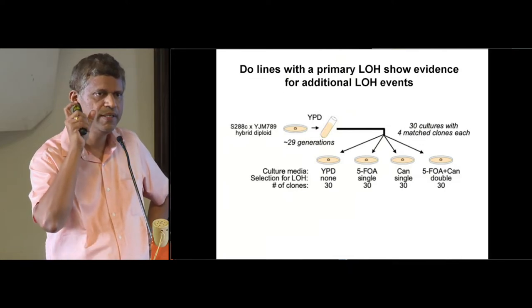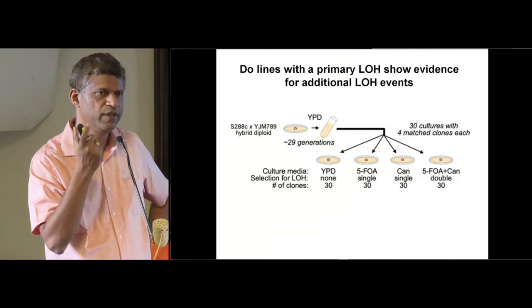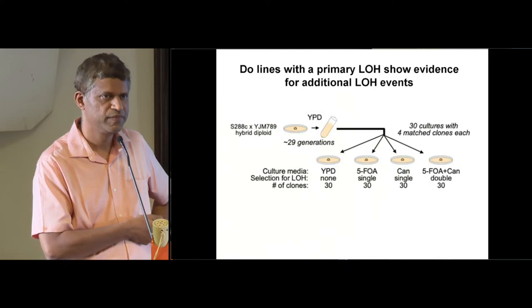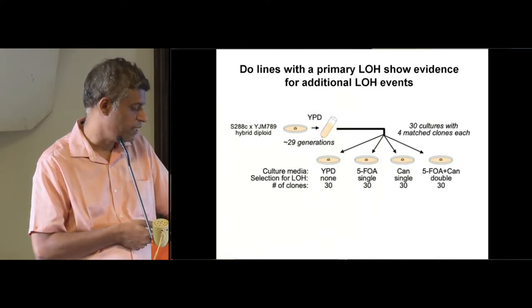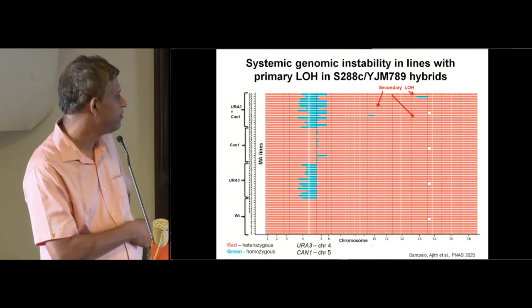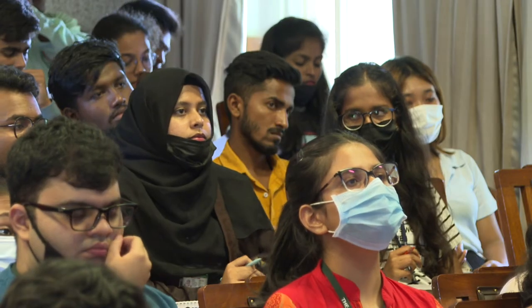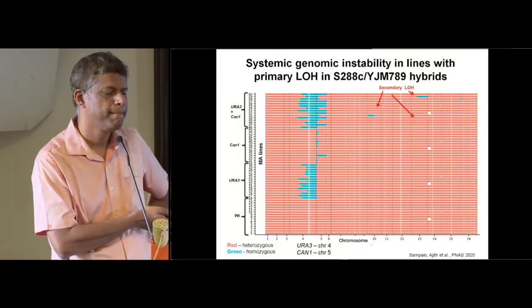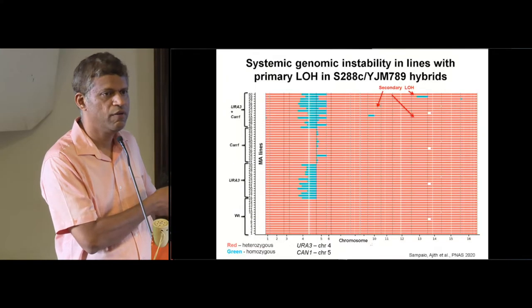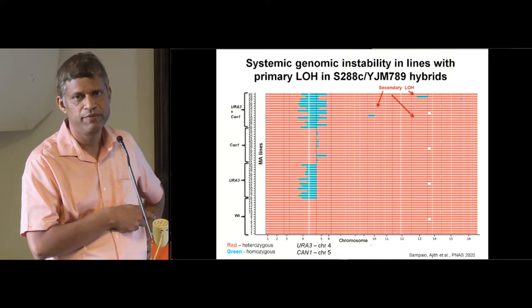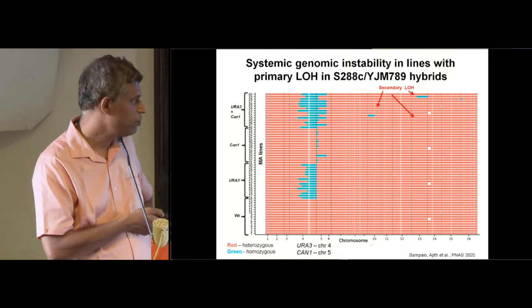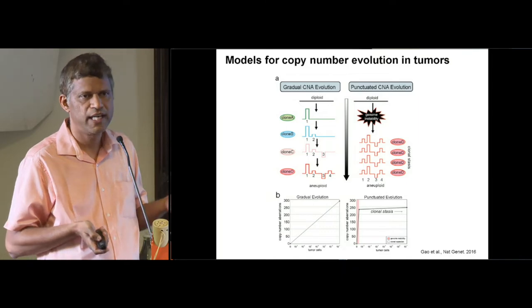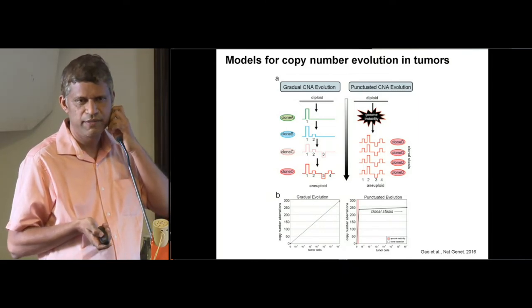So like this, you can look for a primary LOH event by looking for loss of the URA marker or the CAN marker. Or you can also do a double selection where both have been lost. And then you see whether additional LOH events have taken place or not. This shows the data for, again, hundreds of lines that we sequenced, which had a primary LOH either at URA3 or at CAN, or a double LOH at both URA3 and CAN. And what we saw was that, yes, we were seeing signatures of additional secondary LOH events, which we did not actually select for. What this was suggesting was a phenomenon that we described as systemic genomic instability, which is also very much relevant for the cancer field.